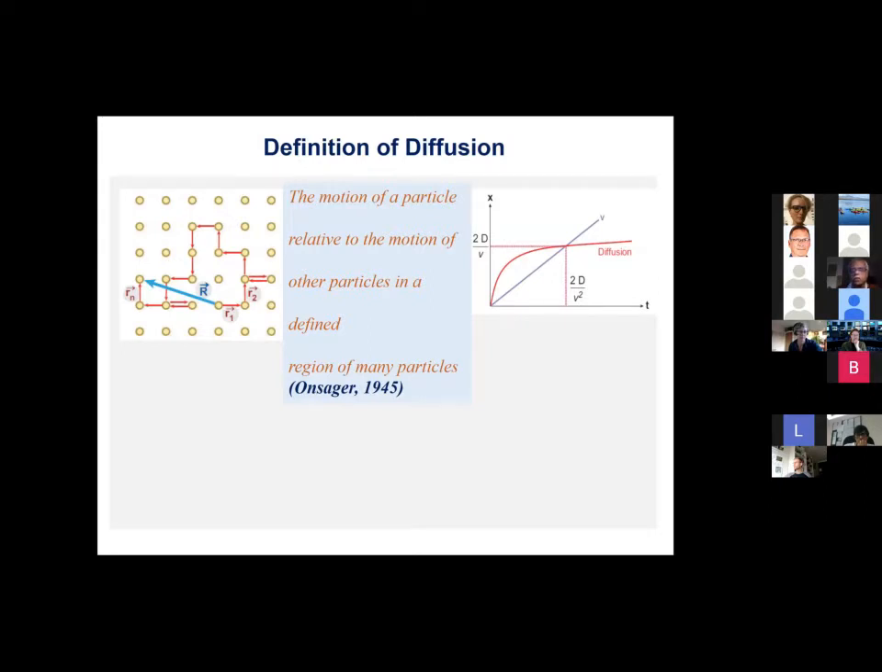And if you look up textbooks and things, there are a lot of different definitions you would find. This is the one that I think is very appropriate and I like to use, which is from Onsager. It says that diffusion is the motion of a particle relative to the motion of other particles in a defined region of many particles. Now, what does that mean?